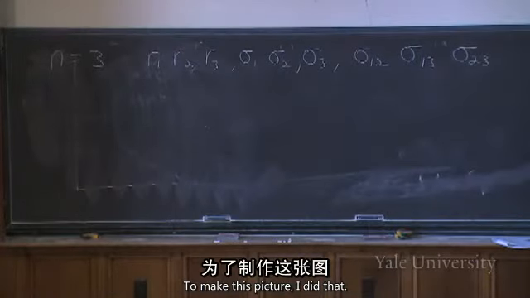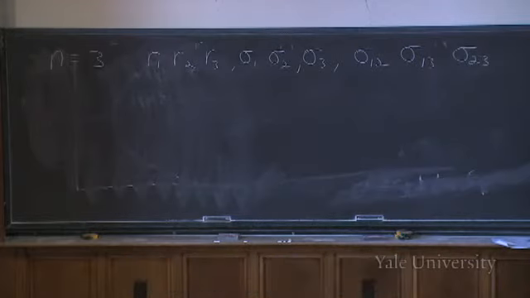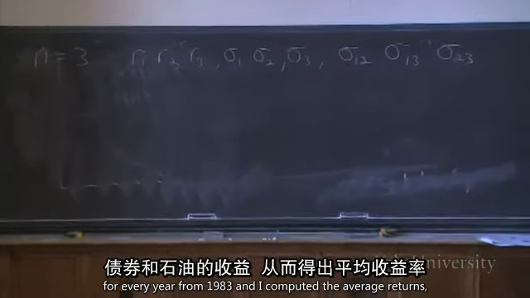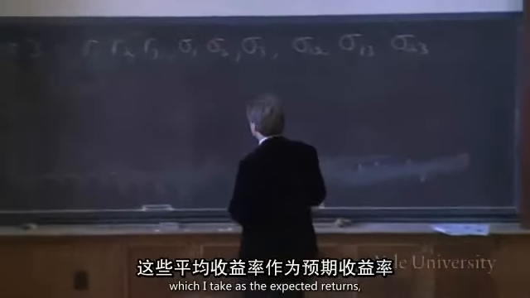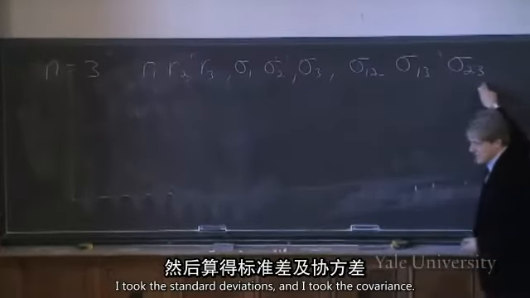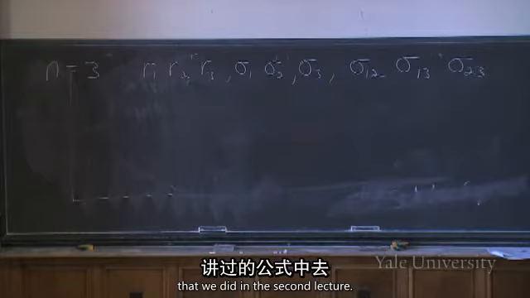So to make this picture, I did that. I computed the returns on the stocks, bonds, and oil for every year from 1983, and I computed the average returns, which I take as the expected returns. I took the standard deviations, and I took the covariance. These are all formulas. I just plugged it into formulas that we did in the second lecture.